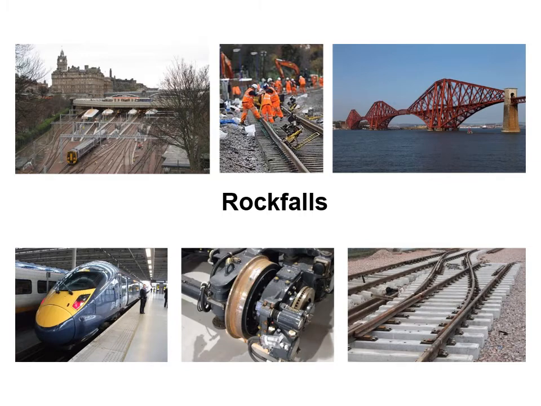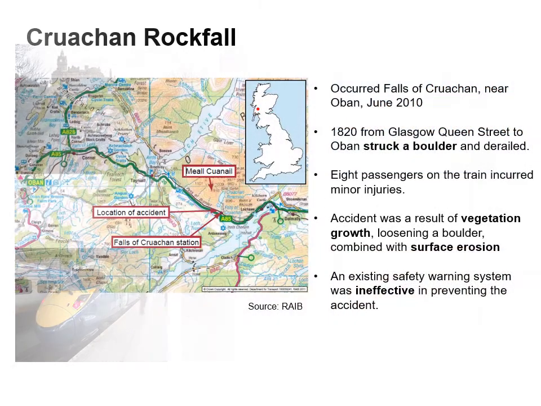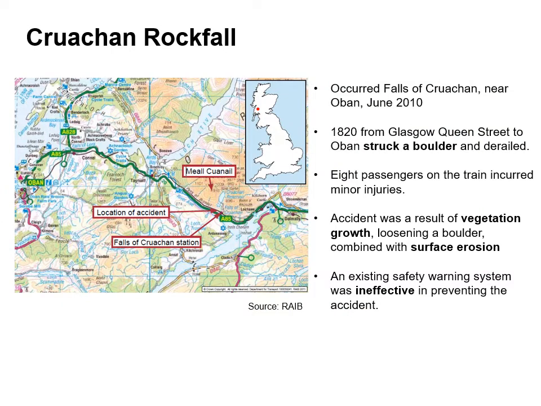Another earthworks problem that can occur is rock falls. So the Crewkin rockfall occurred just outside Oban in June 2010. The 1820 service from Glasgow Queen Street to Oban struck a boulder and derailed. There were 8 passengers on the train, and some of them incurred minor injuries. The accident was a result of vegetation growth, loosening a boulder combined with surface erosion. An existing safety warning system was ineffective in preventing the accident.